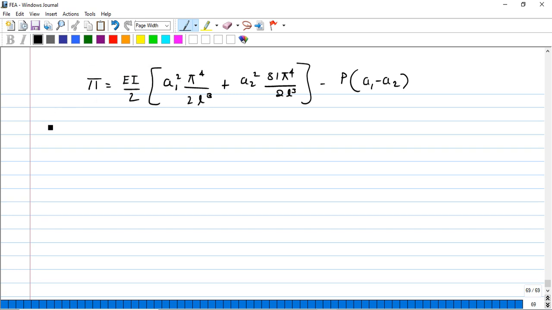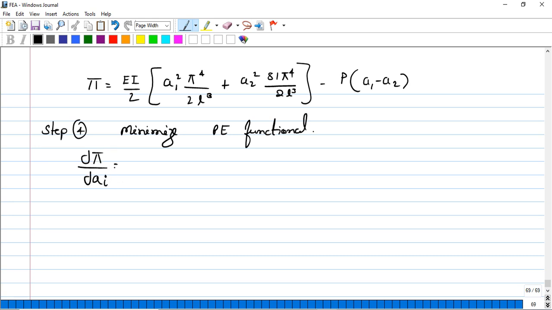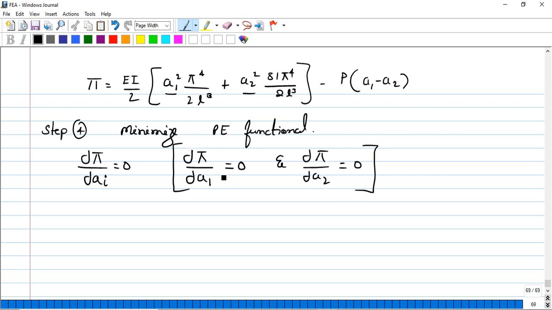So we shall apply step number 4, that is, minimize the potential energy functional. And we know the formula, that is del bar pi divided by del bar ai equal to 0. And if you check, we have A1 and A2 as two generalized coordinates. We need to differentiate the potential energy functional with respect to A1 and equate to 0, and the same with respect to A2 and equate to 0. So this we need to perform.